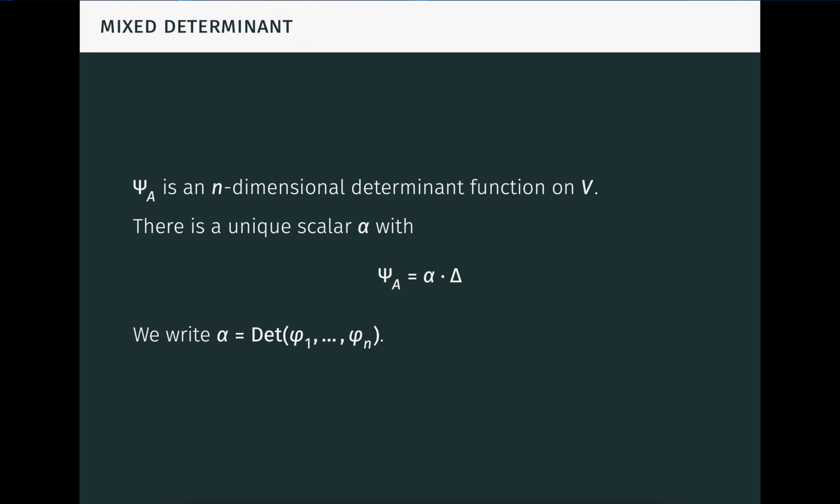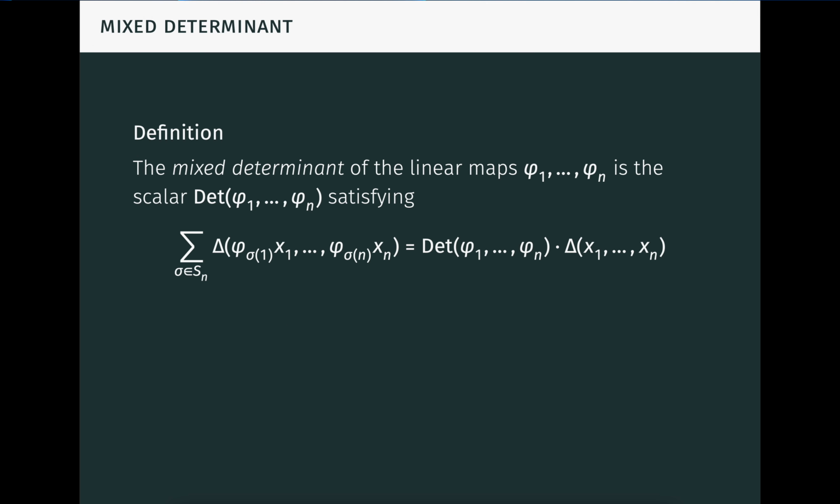We write this scalar as det phi1 to phi n. This leads us to a definition. The mixed determinant of the linear maps phi1 to phi n is the scalar satisfying the equation seen here for all vectors x1 to xn. This scalar is uniquely determined by the maps phi1 to phi n. Notice this definition closely resembles the definition of the classical determinant seen earlier. In fact, if we take all of the phi's equal, then up to a factorial we recover the classical determinant. So this definition really is a generalization.